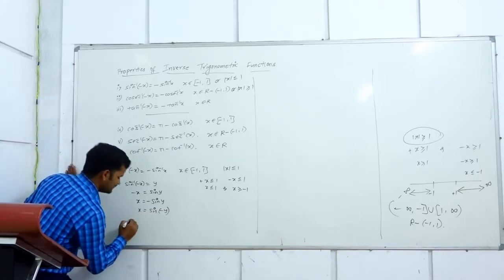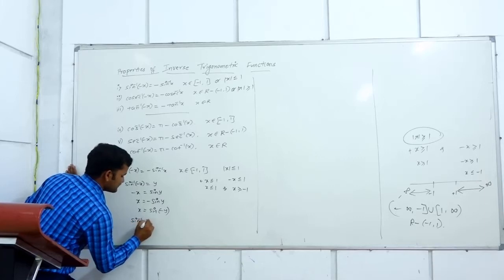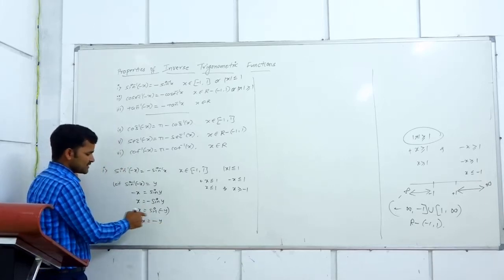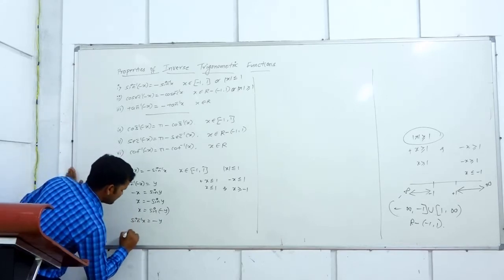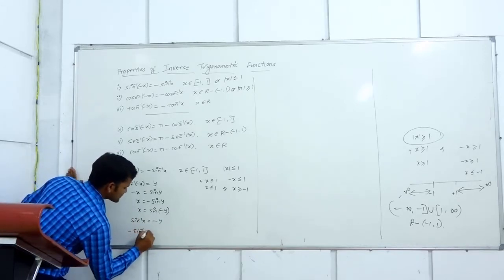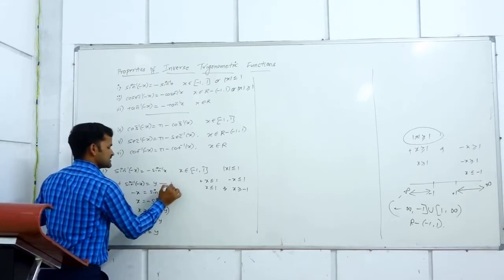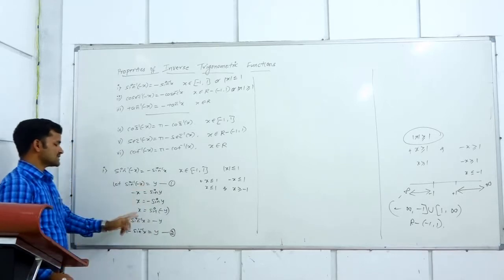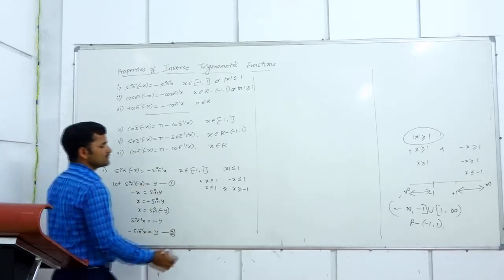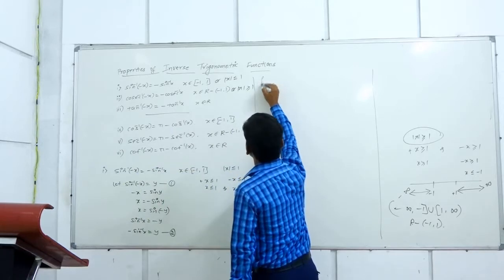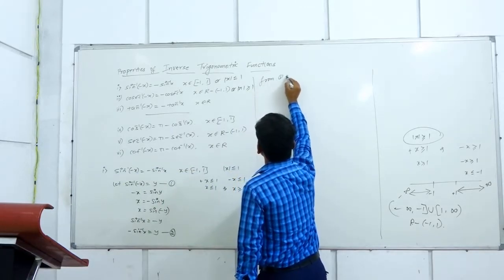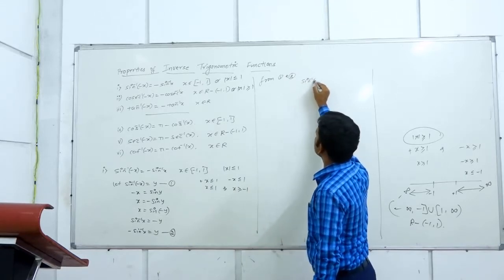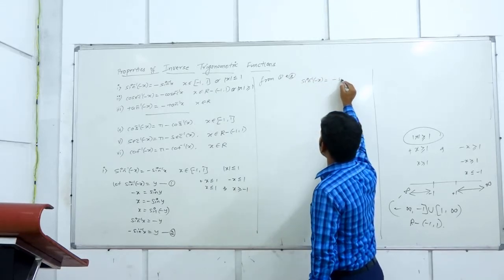Now we will write sin inverse of x is equal to minus y. Multiplying with minus on both sides, we have minus sin inverse of x is equal to y. If this is equation 1 and this one is equation 2, you observe y is equal to y. What we have from 1 and 2? From 1 and 2, we have sin inverse of minus x is equal to minus sin inverse of x.